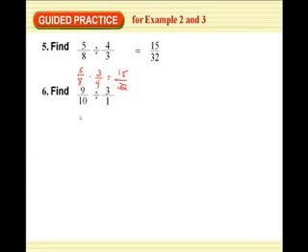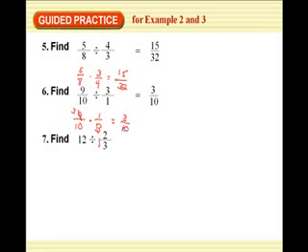First fraction stays the same. Change it to multiplication, flip it over. Now the 3 and that 3 goes into 3 once, 3 goes into 9 3 times. So the answer is 3/10. Make sure they're fractions, so 12 over 1, first fraction stays the same. Change to multiplication, flip it over. 2 goes into 2 once, 2 goes into 12 6 times. 6 times 3 is 18 over 1, which is just 18.